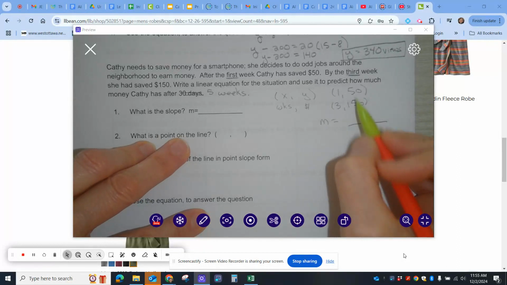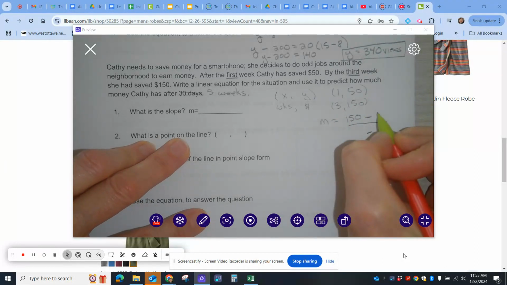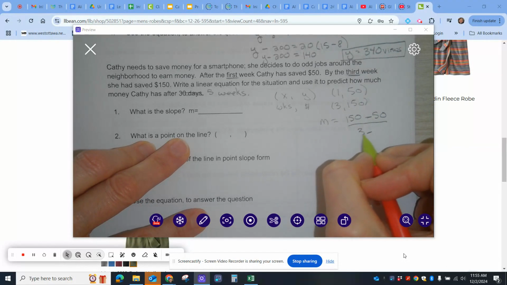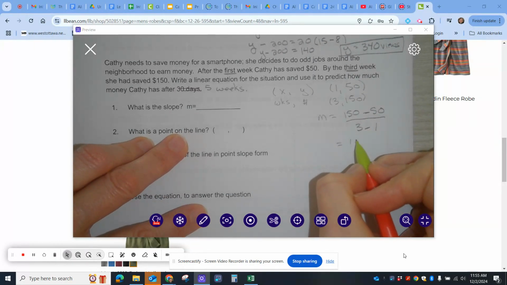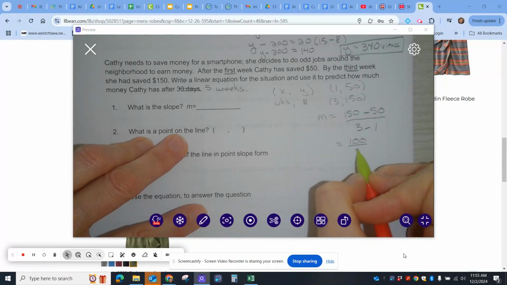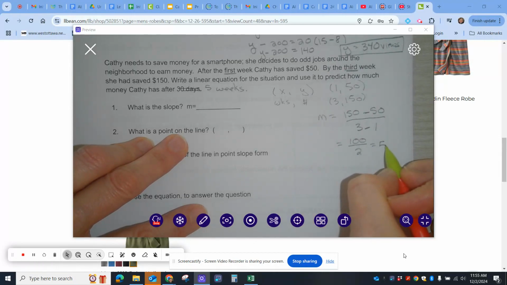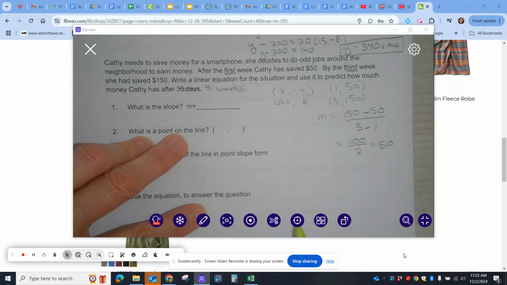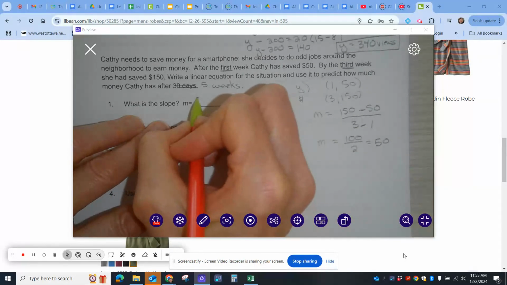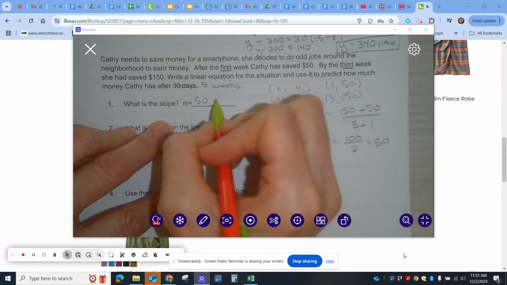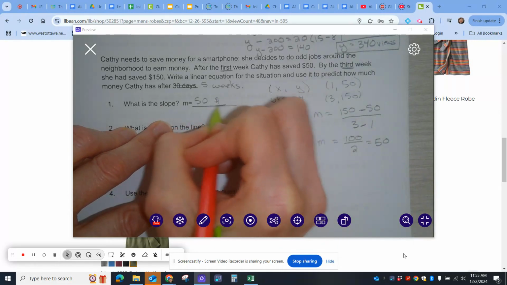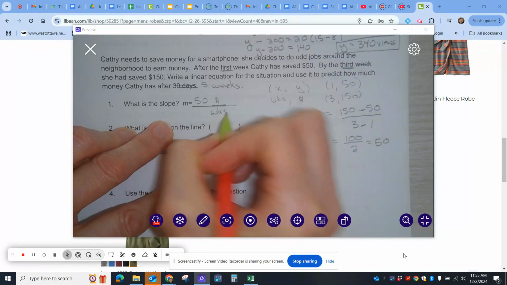Y's go on the top, so 150 minus 50 over 3 minus 1. 150 minus 50 is 100. 3 minus 1 is 2. So my slope is 50. So this is 50. And what are these Y's? This is dollars per weeks, which makes sense.